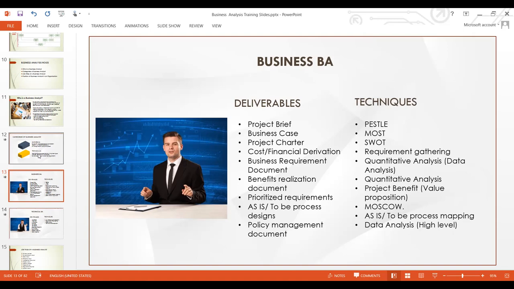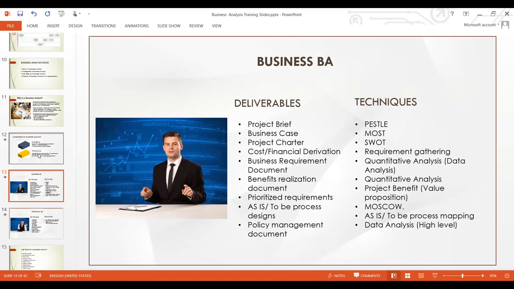So these are the deliverables a business analyst needs to deal with in order to do his or her job very well, and the techniques he needs to use to achieve all these things. We have PESTLE. PESTLE will help you analyze your stakeholders very well. We call it PESTLE analysis. We're going to look at them in detail when we treat business analysis techniques.